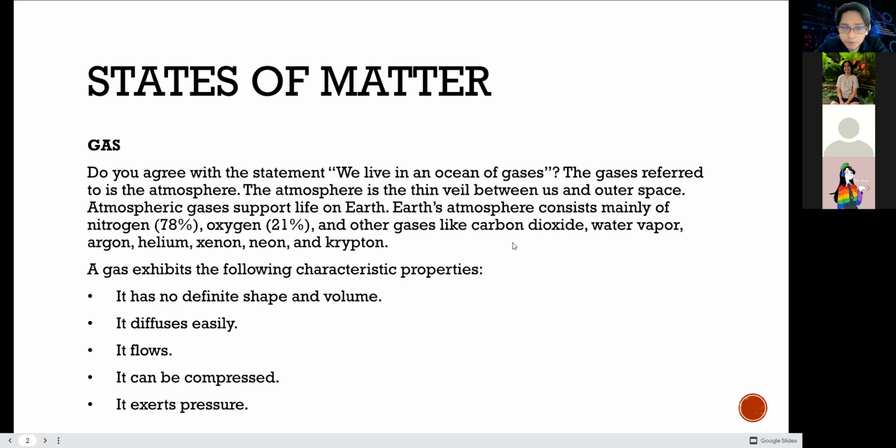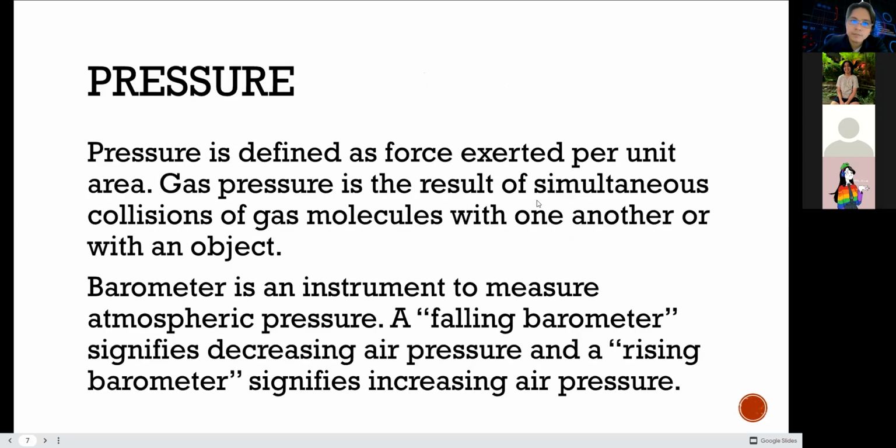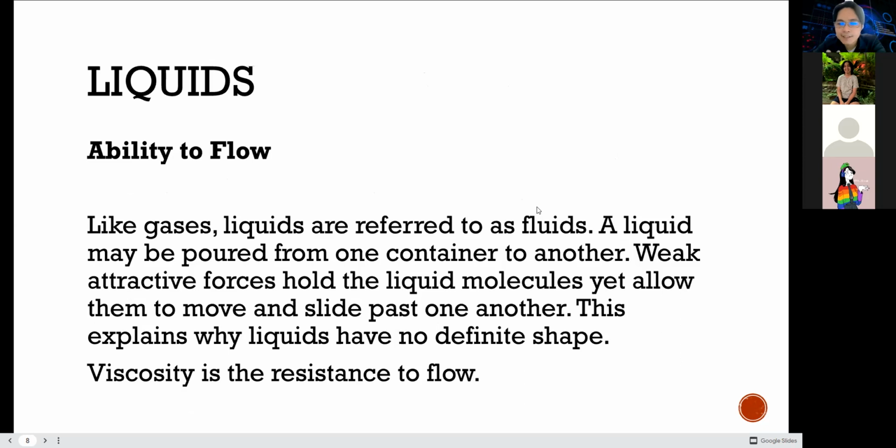This is the reason why it can be compressed: if you look at the intermolecular forces, the arrangement of the atoms and molecules of gas has a lot of spaces. These spaces can be filled up with other molecules. So if you put them together, you are now creating pressure. So it can actually exert pressure. Questions with gas? No, sir.